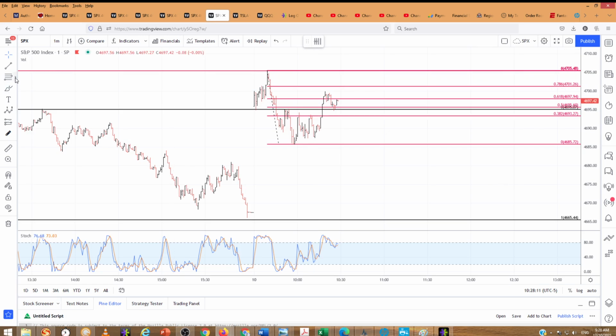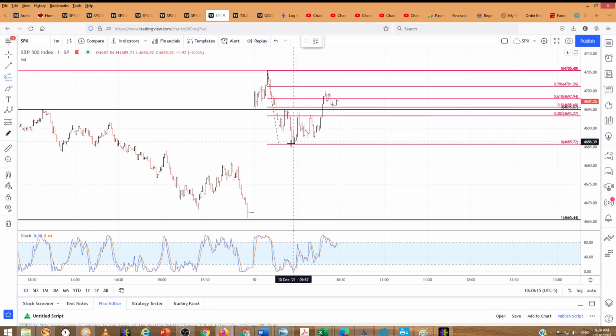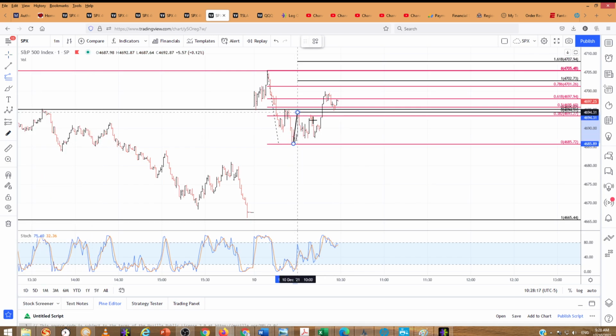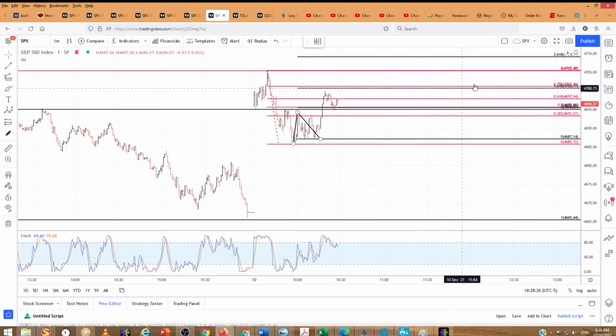Let me put in an extension for that. Here is A, and there is B, and that's pretty close. There's where C equals A. There's C equals 1.618, right at the 786 retracement. Where are we wrong? We're wrong if it goes above here, 47.05. That's where we get out.